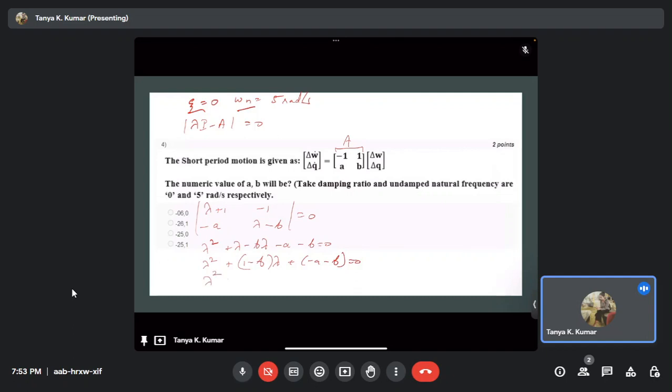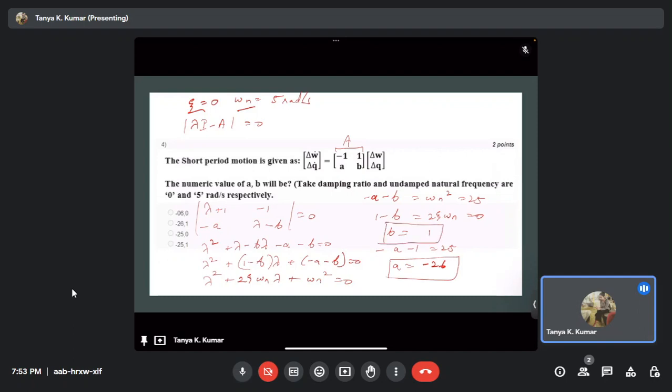Equate it to a typical second order equation, lambda square plus 2 eta omega n lambda plus omega n square equal to 0. Now minus A minus B equals omega n square, which is 25, and 1 minus B equals 2 eta omega n, which is 0. So B equals 1. So minus A minus 1 equals 25, so A equals minus 26.